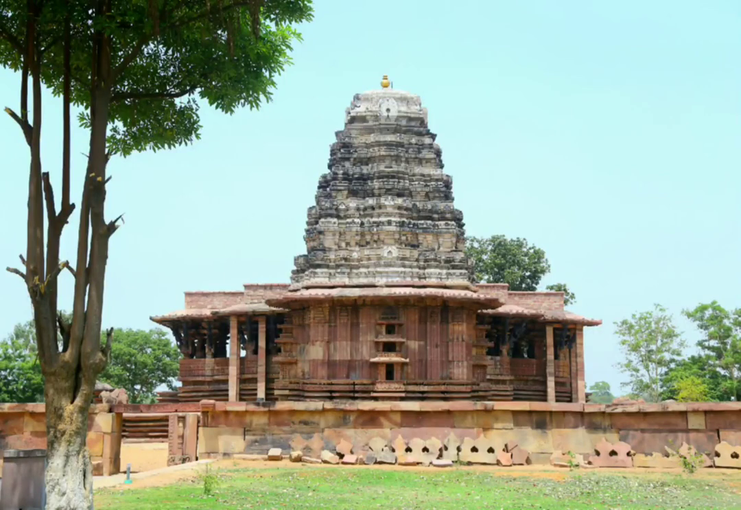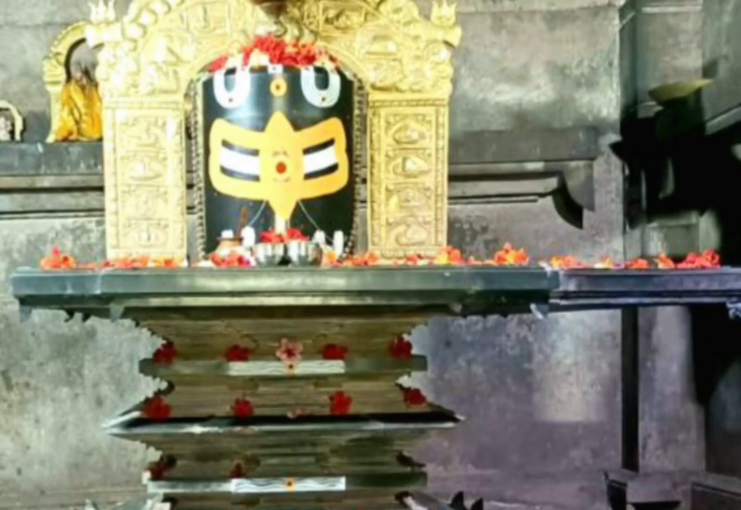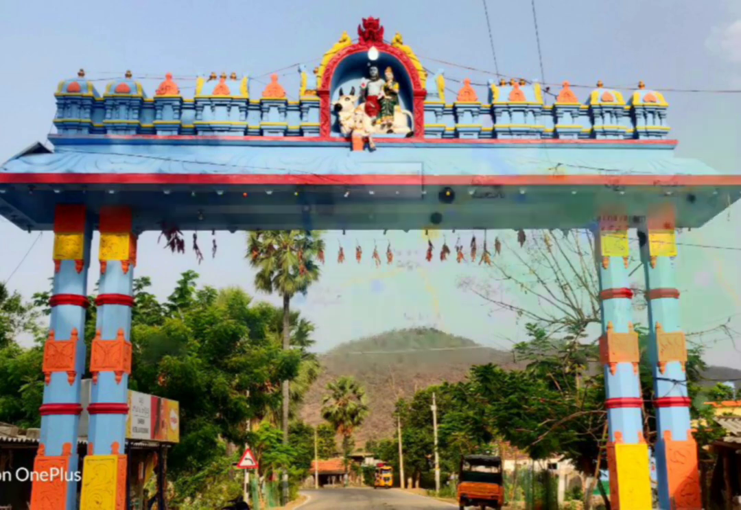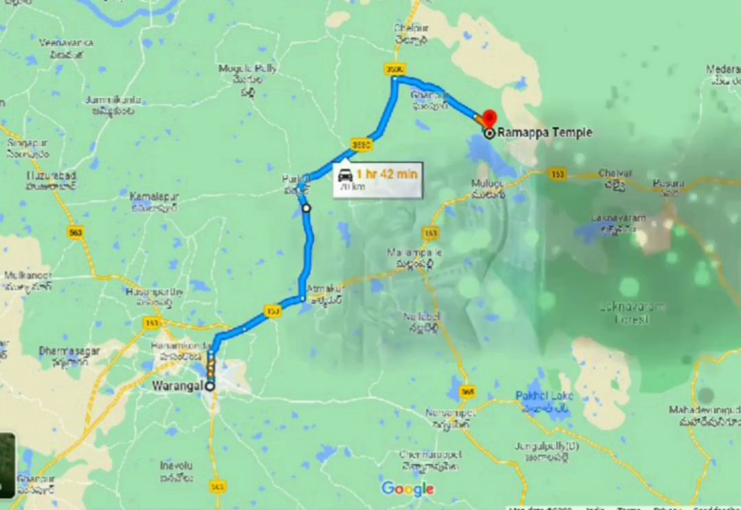According to Indian history, this is the first temple to be named after the architect Ramappa, who engraved the dynamic sculptures in the temple. Lord Rudreshwara is worshipped at this temple. It is located at Palampeta village of Mulugu district, which is 70 kilometers from Warangal district.